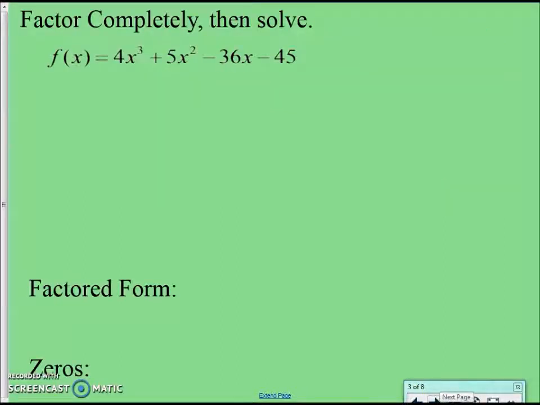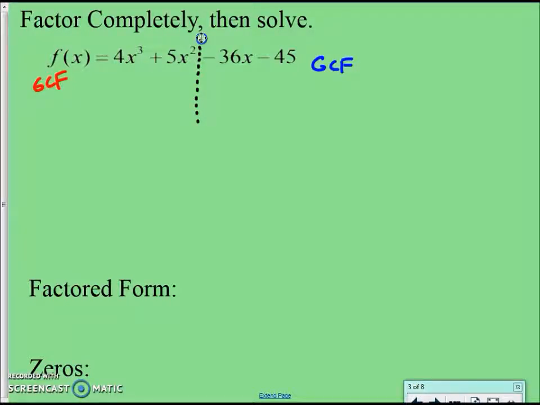All right, so our first thing we're going to look at is our function f of x is equal to 4x cubed plus 5x squared minus 36x minus 45. We're going to factor this completely, and then we're going to solve for our x-intercepts, or our zeros, or our solutions. Okay? So, noticing that is a 4-term polynomial, we can easily split up our first 2 terms and our second 2 terms. We're going to look for the GCF on the left side, and we're going to look for a GCF on the right side.